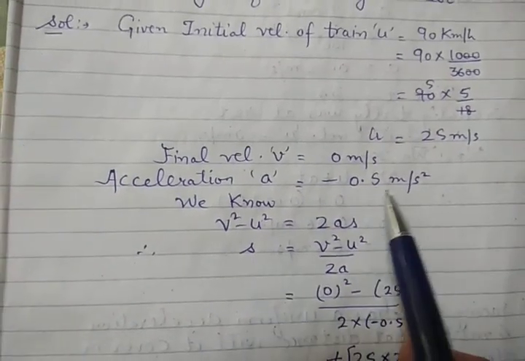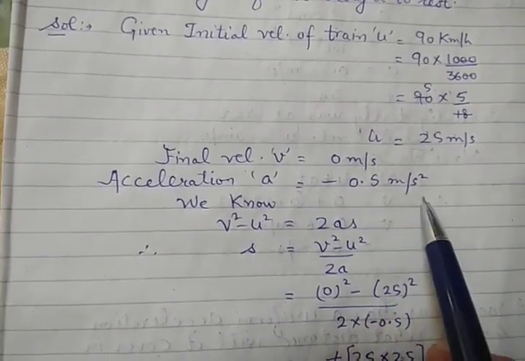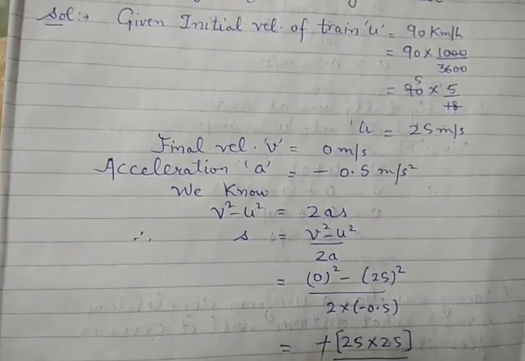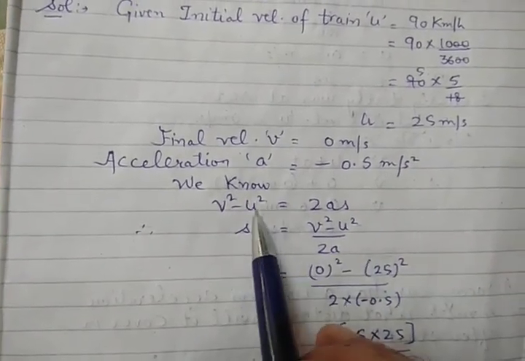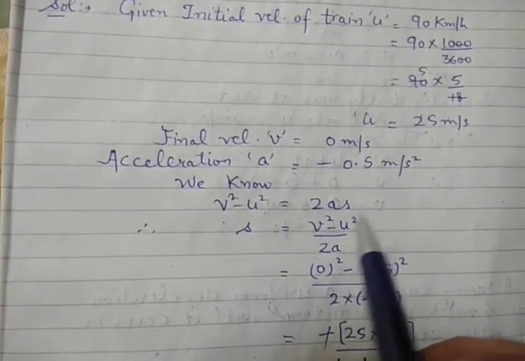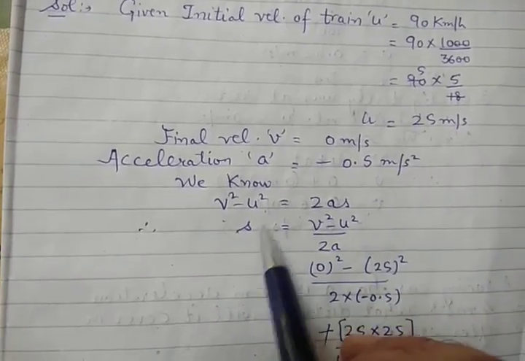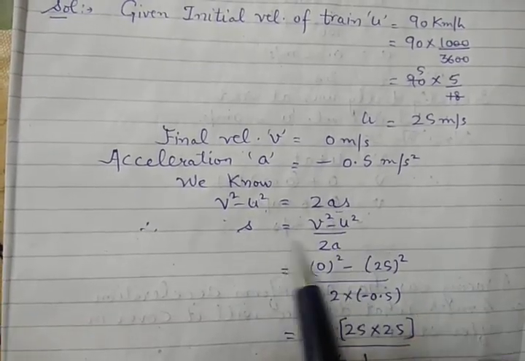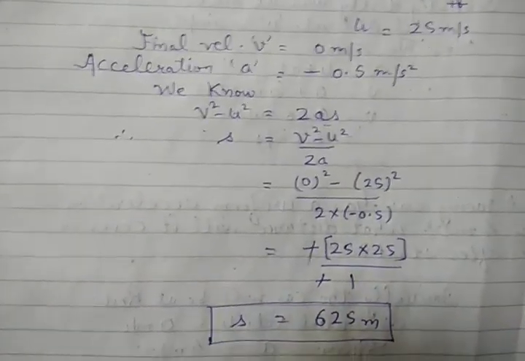So acceleration, this is given, this is minus 0.5 meter per second square. Now we know that here I have used this formula because I am not having time. So v square minus u square is equal to 2as. Time is not there, so I will put the values in this relation to find out s. So s is v square minus u square by 2a.